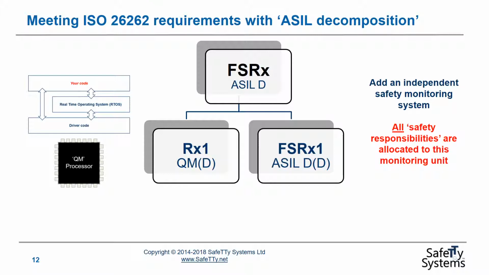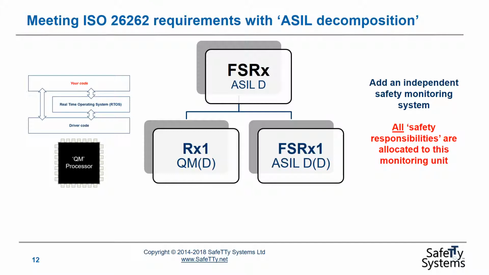So let's just look at what this actually means then. We're going to perform an ASIL decomposition. We start with a certain set of functional safety requirements, and I'll assume those functional safety requirements are at ASIL D. We're going to split this then into a set of requirements, not safety requirements, simply requirements. These are QM(D) in ISO 26262 terms.